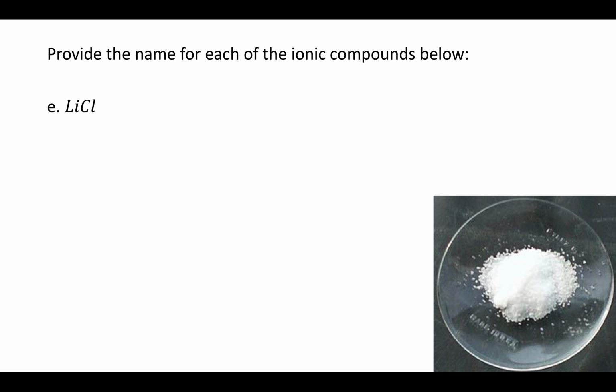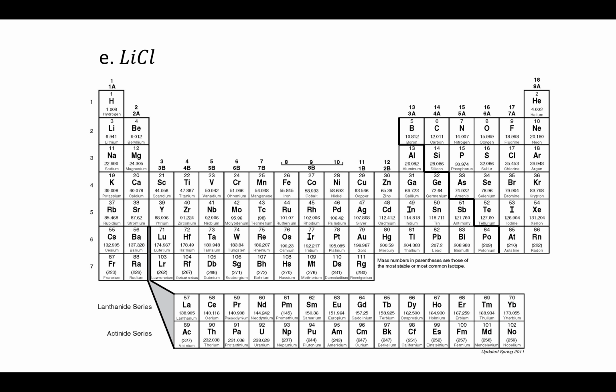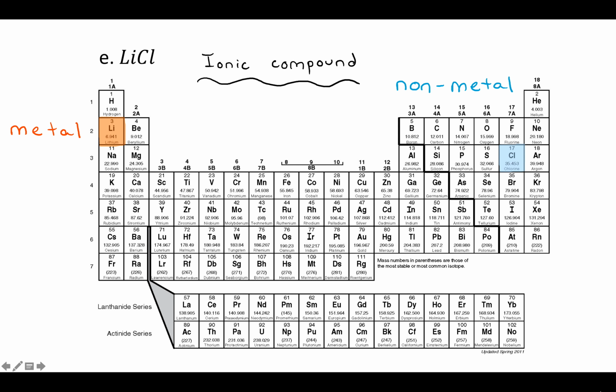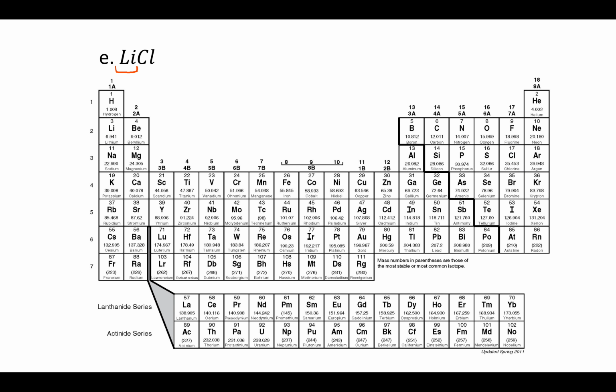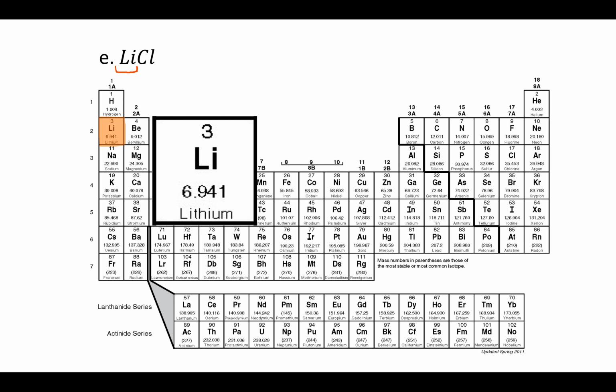How about LiCl? What's that called? First, let's make sure it's ionic. So we have lithium to the left of the staircase, so it's a metal. Chlorine is to the right of this staircase in bold, so it's a nonmetal. A metal and a nonmetal is an ionic compound. So to name ionic compounds, take the name of the first element. Here Li is lithium, so name that exactly as it is on the periodic table, so we have lithium.